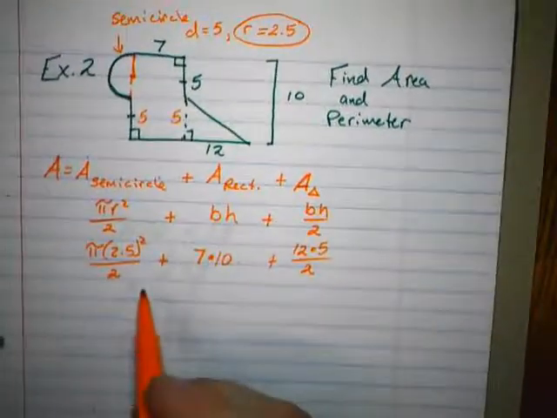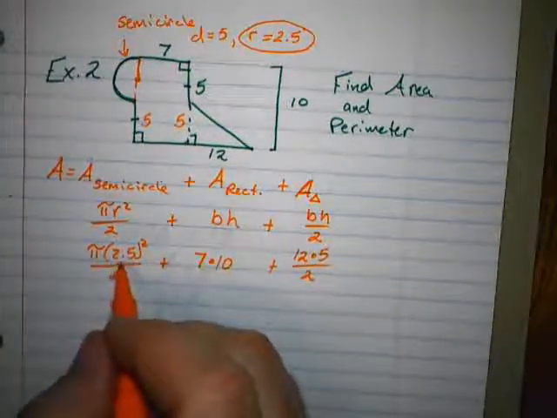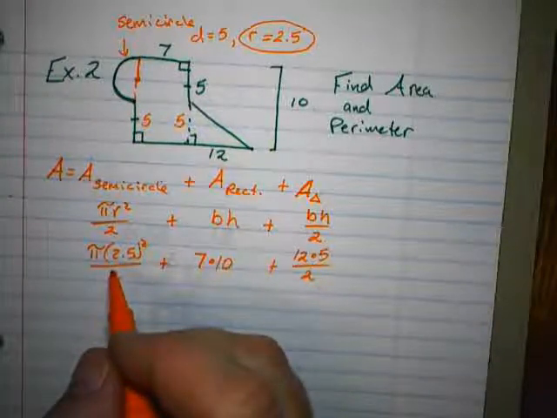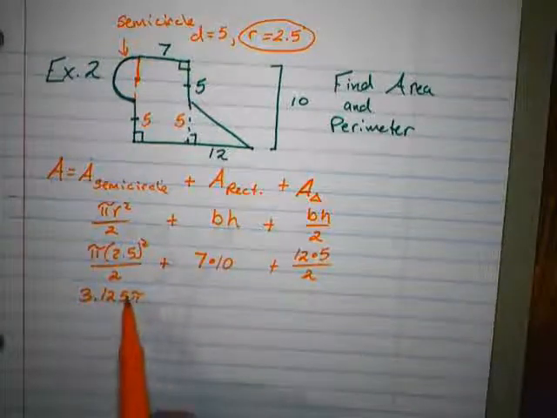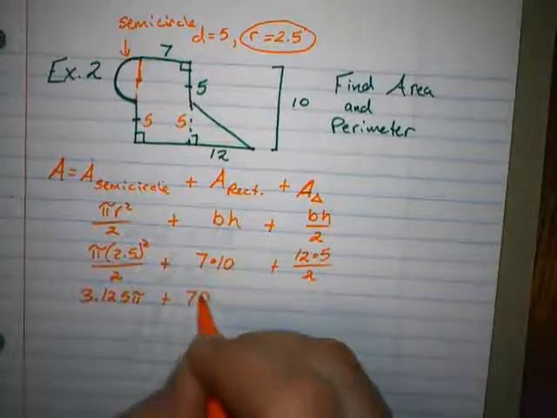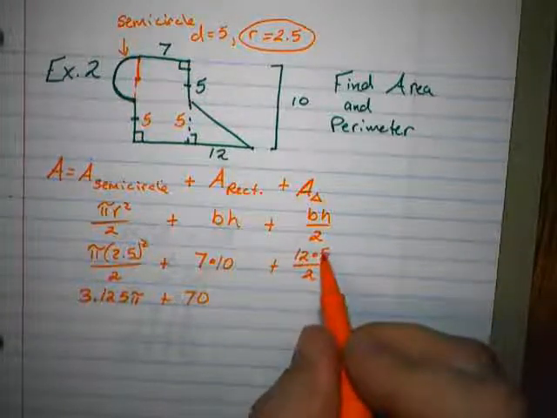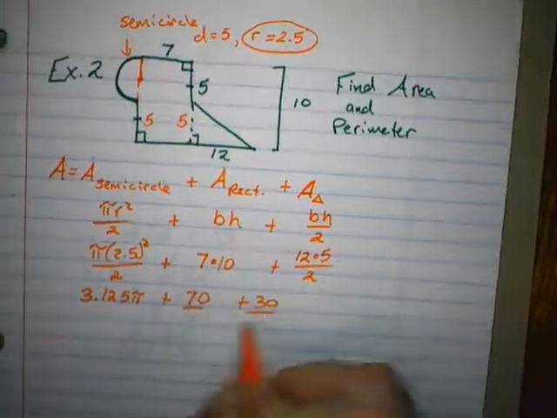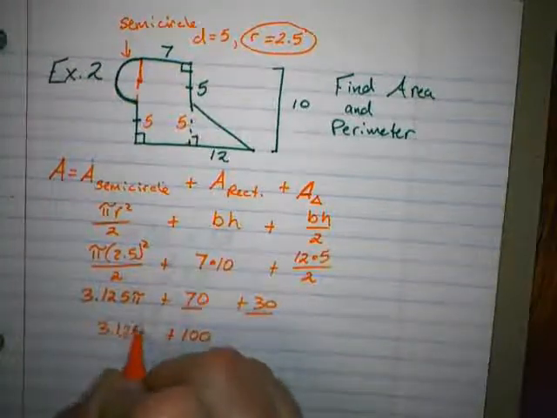And so I start to simplify this one step at a time. Okay, this I'm going to simplify for you. 2.5 squared is 6.25, and I'm going to divide that by 2, which gives me 3.125 pi, and then I'll multiply with pi in my calculator. But 7 times 10 is 70, and over here 12 times 5 is 60, but I have to divide that by 2, so that's 30. So these like terms are easy to combine, that's 100, but then I have my plus 3.125 pi.